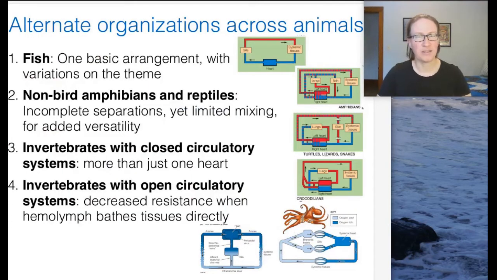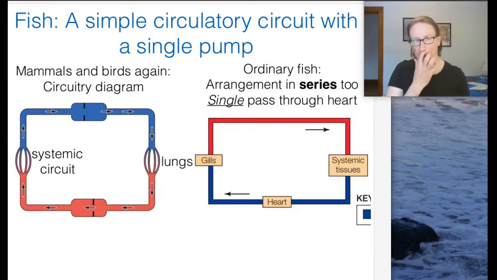We'll start out now exploring organizations in fish, and then in our next videos we'll look at these other taxonomic groups. Fish have a very simple circulatory circuit that has just a single pump. To get this to make sense, let's look back at the circuitry diagram for the mammals and birds. That's on the left here.